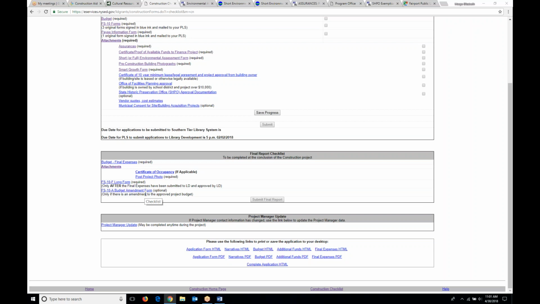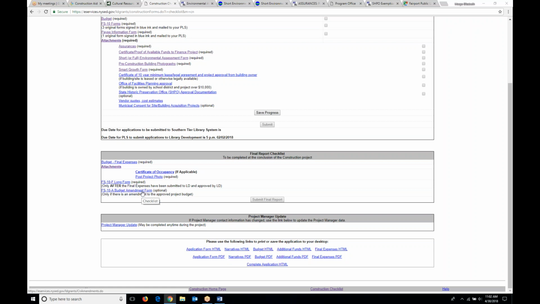But if sidewalk paving wasn't in your original application form and it's going to show up in your budget final expenses, you need to be able to reconcile the application with that final budget. So you have to open up a budget amendment form and send it to the state. They'll reopen your application and you'll make the minor changes.